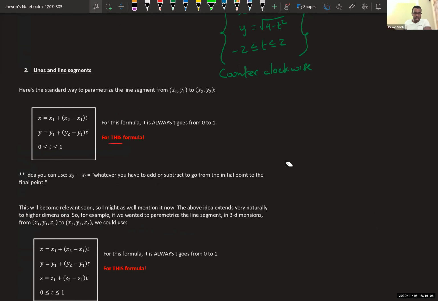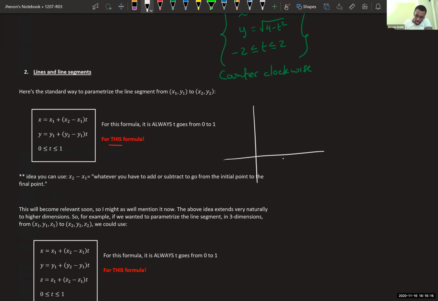So the picture for this one would be something like, okay, there's a coordinate here, which is x1 comma y1, and there's another coordinate here, which is x2 comma y2, and you want to travel along a straight line from one point to the other. This is the form that gets it to you.